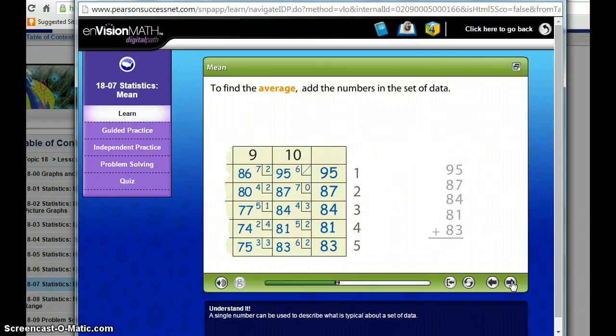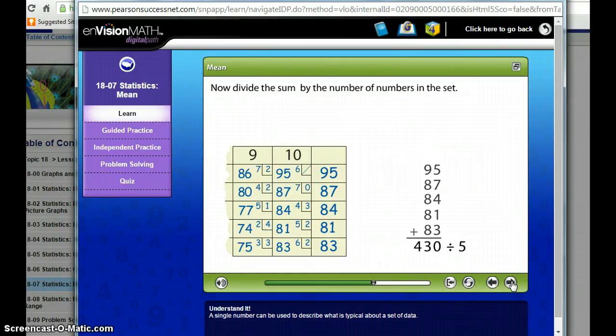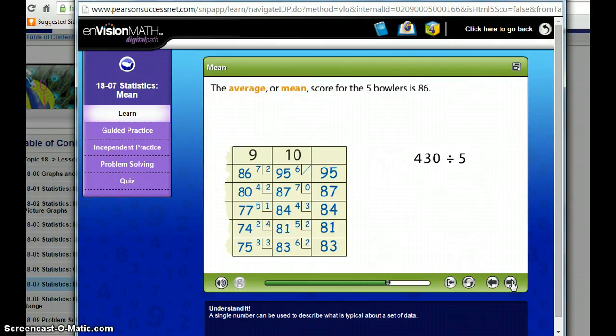To find the average, add the numbers in the set of data. How many numbers do you add? 5. You add 5 numbers because there were 5 players. What is the answer? The sum of the 5 scores is 430. Now we're not done. We divide by 5 because there are 5 numbers in that set. Now divide the sum by the number of numbers in the set. What is the answer? The average or mean score for the 5 bowlers is 86.